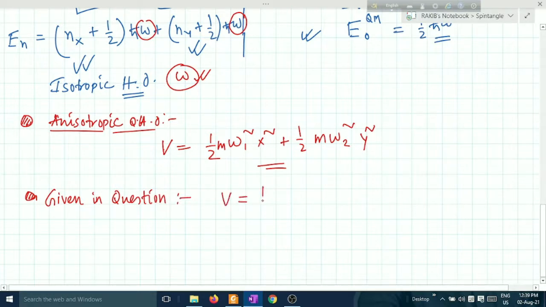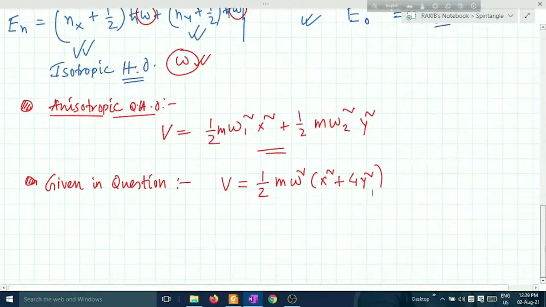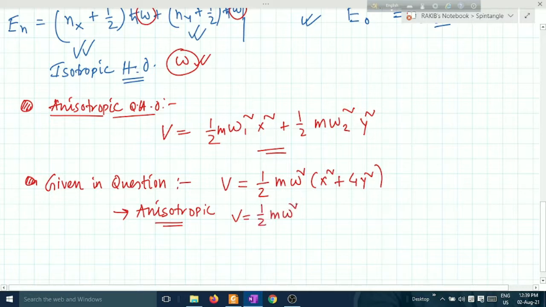The given potential is half m omega square (x square plus 4y square). Let me check it. Okay, fine, this one is the potential. From this, we can see this is an anisotropic harmonic oscillator case. Why is this anisotropic? Let me write it carefully. V equals half m omega square x square plus the second term, half m omega square times 4y square.